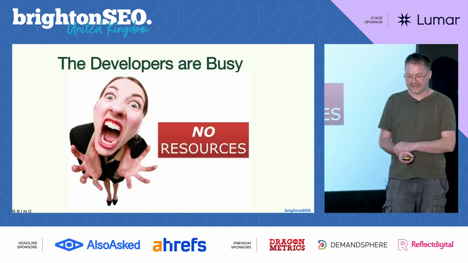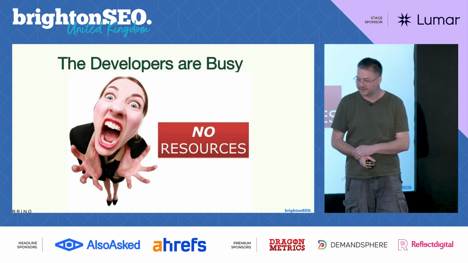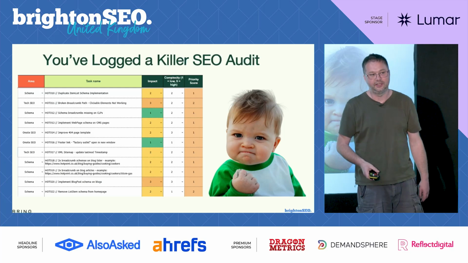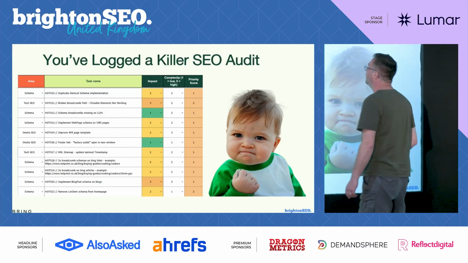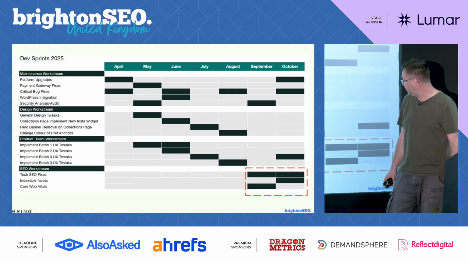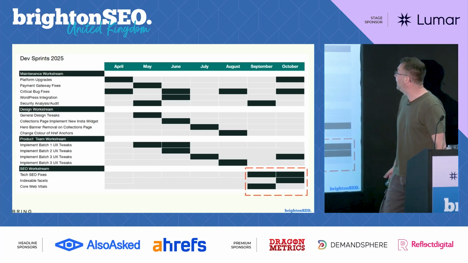So this is common in tech SEOs. The developers are slammed for weeks in advance. So the problem is you've still done your audit, you've logged your tickets, you've raised your tickets, but when you refer back to the devs' work streams, you're looking weeks and months ahead.